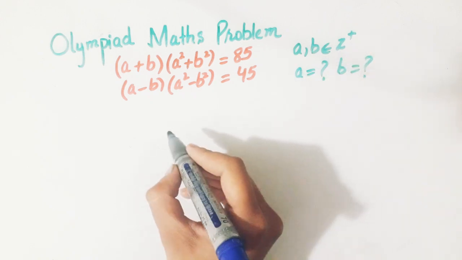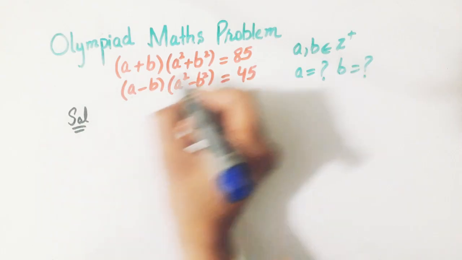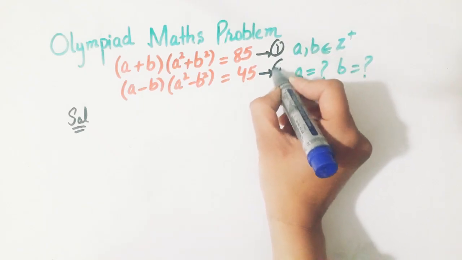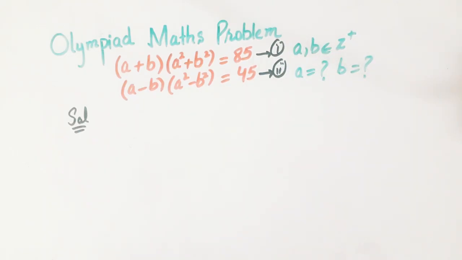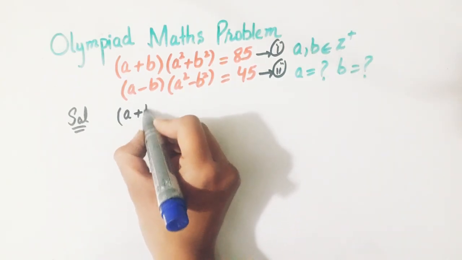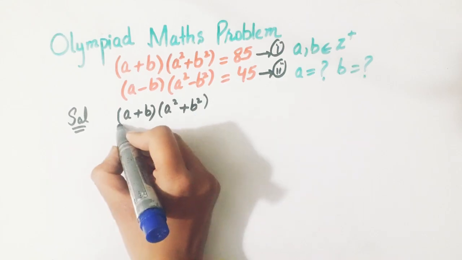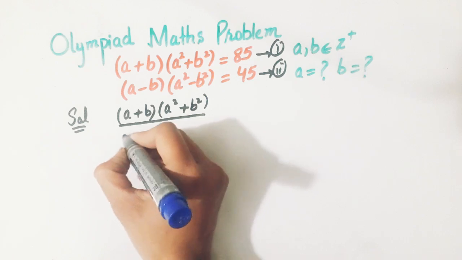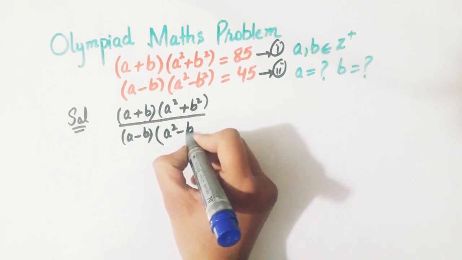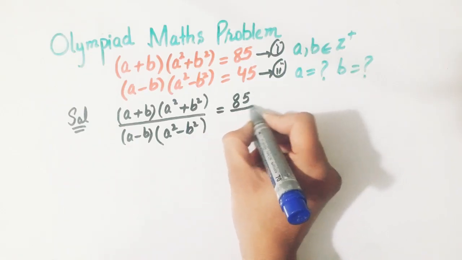So we will solve this question. First of all, we will write this as equation 1 and this as equation 2. Now we will divide both equations. So (a plus b)(a square plus b square) is divided by (a minus b)(a square minus b square), and on this side we have 85 by 45.